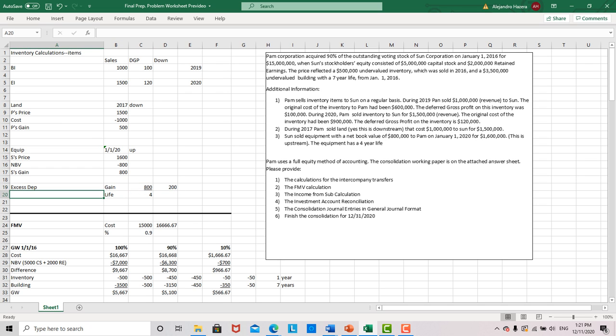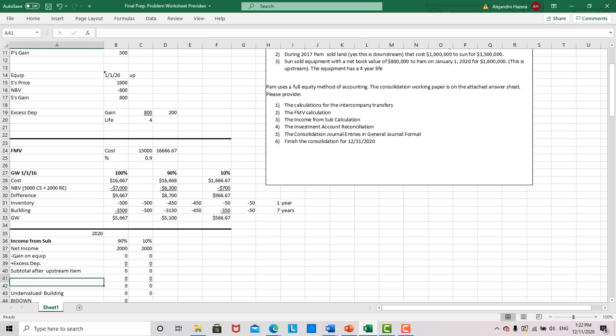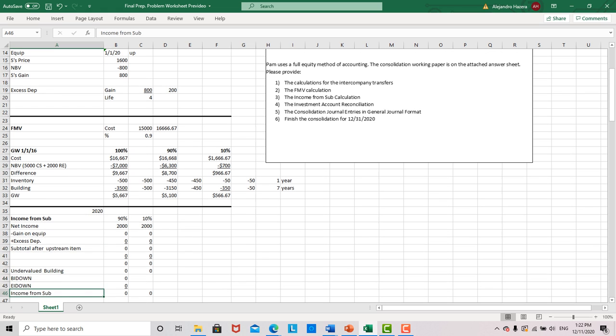Now, this is on the test, but upstream transfers, I don't care if it's inventory, equipment, whatever. Whenever there's an upstream transfer, since it's sold by the sub, from the sub to the parent, you're going to have to split it above the percentage here. So if the inventory had been sold upstream, you'd also have them above the percentage. So I'm going to put 0.9 here and 0.1 here. Those are going to be your percentages. So whenever you have upstream items, you have to subtotal above the percentage and split them.